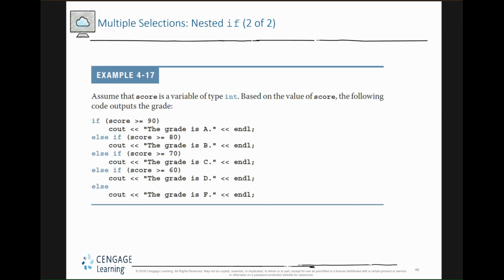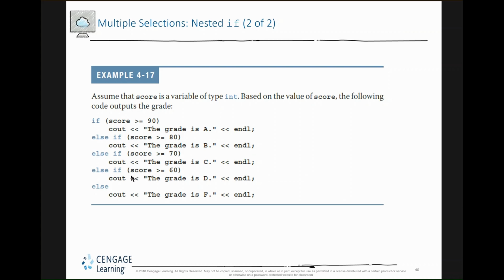In C++, you cannot have a standalone else statement. If you find yourself with an else statement and no if statement to go with it, you will receive an error. Look at the example here. Assume that score is a variable of type int, so this is an integer. Based on the value of score, the following code outputs the grade. If score is greater than or equal to 90, then the grade is A. That's what's going to be output on the screen. Else, if score is greater than 80, the grade is B. Else, if score is greater than 70, the grade is C, and so on.